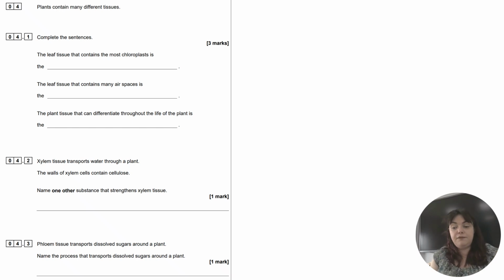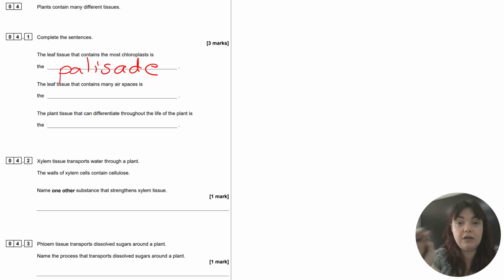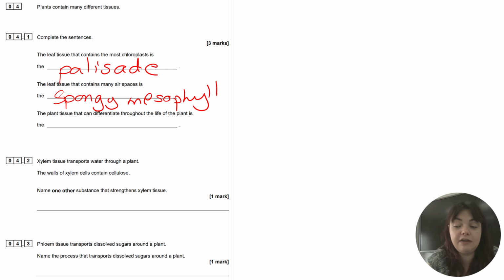Plants contain many different tissues. Complete the sentences. So the leaf tissue that contains the most chloroplasts is the palisade. So the palisade layer is the layer that's right at the top of the leaf. The leaf tissue that contains many air spaces is the spongy mesophyll. And the plant tissue that can differentiate throughout the entire life of the plant is the meristem. So those are your only answers. There's no other way that you can say this.